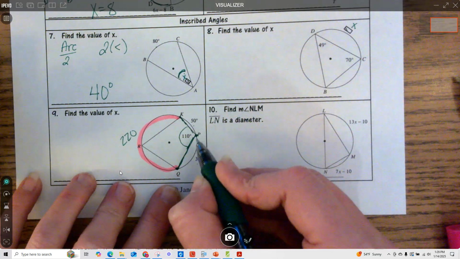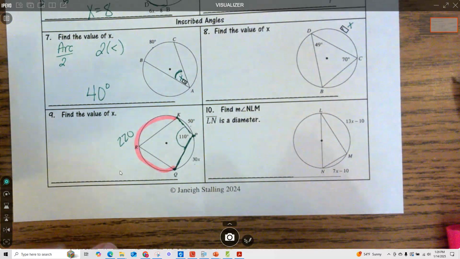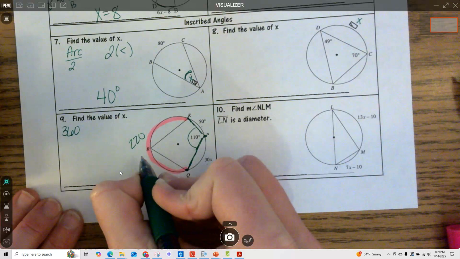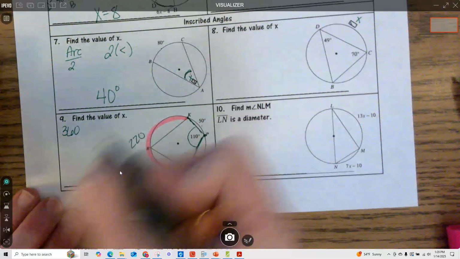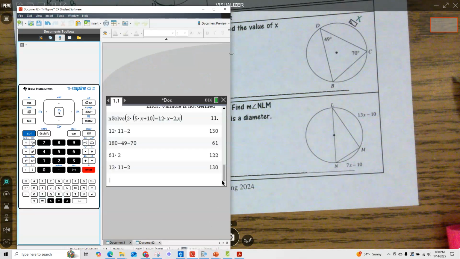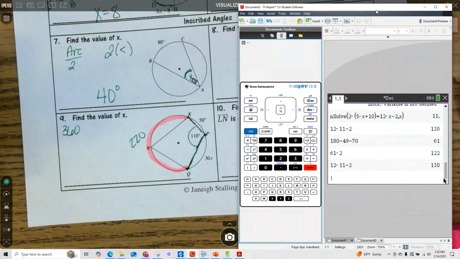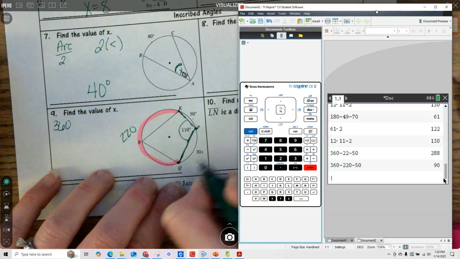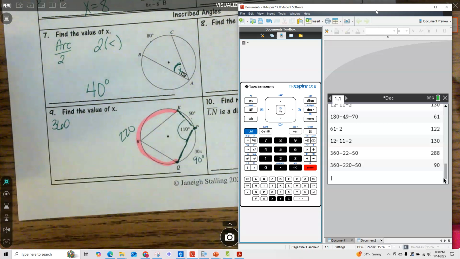This part is 50, and this part is 30x. What's all the way around the circle? 360, right? So subtract those 2. Okay, so let's do that. Let's subtract those 2 and see what happens. What is it? 90? Try that again. Okay. So that means this piece is the same as 90 degrees.